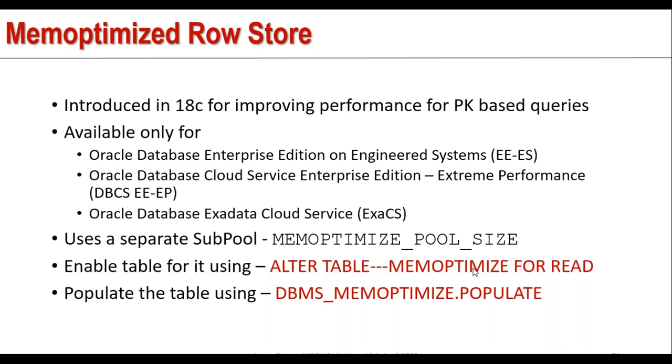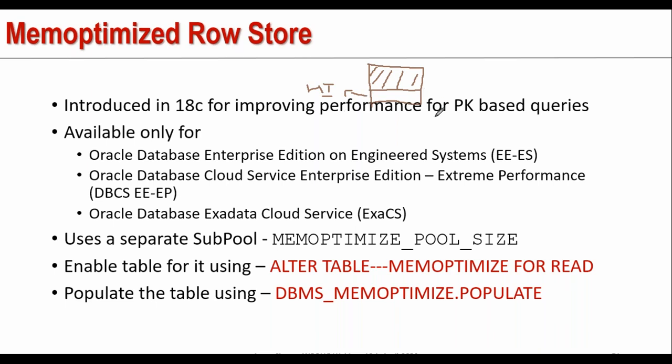So this memoptimize pool basically has two kinds of structures. One tiny part of it is going to be used for the hash index, and the remaining part is going to be used for your data buffers.